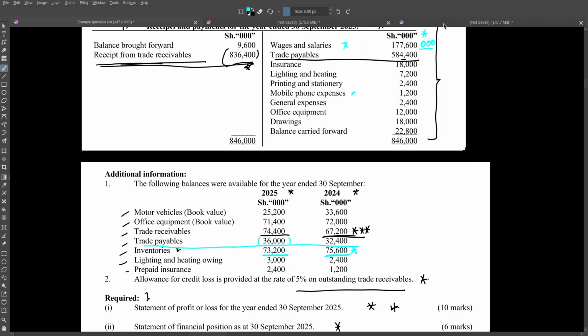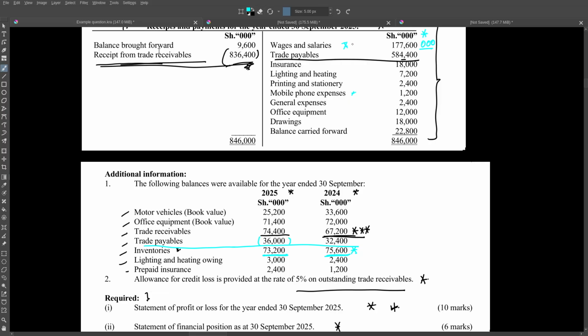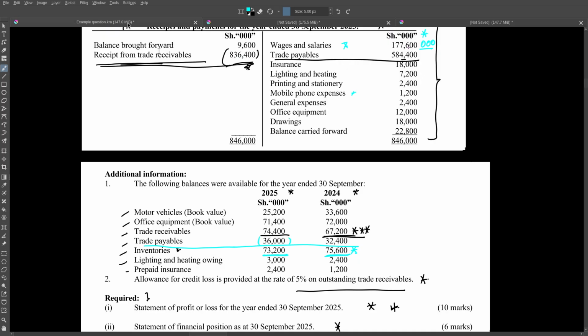So we are going to list our administrative expenses, where you can see we have wages and salaries of 177,600. So we're going to indicate here 177,600. Remember, we usually take our gross profit and we less the expenses. That's why I am writing in brackets. Then we have insurance. You can see here we have an insurance expense of 18,000.